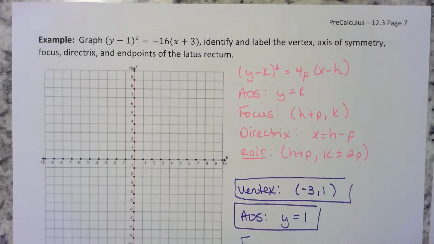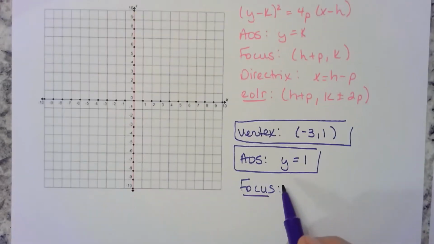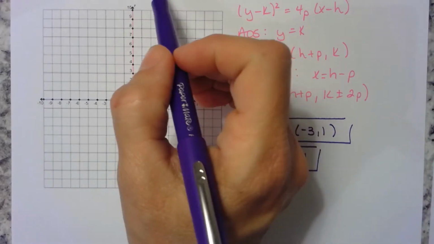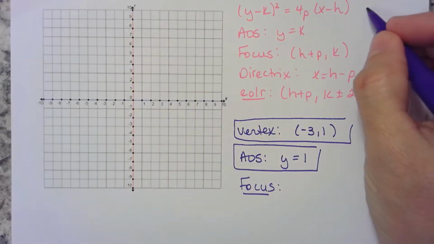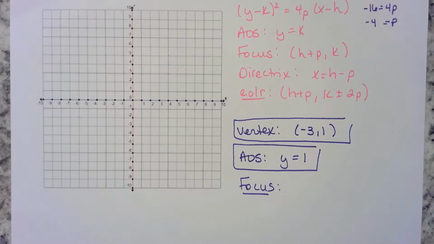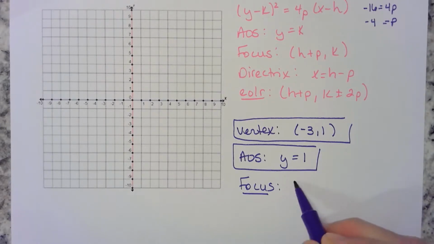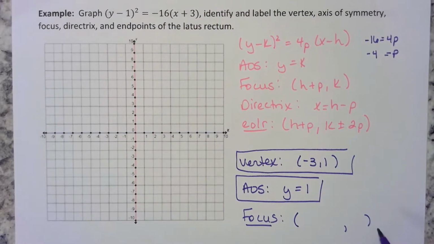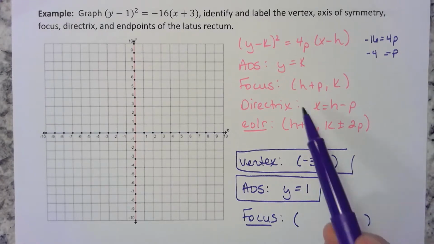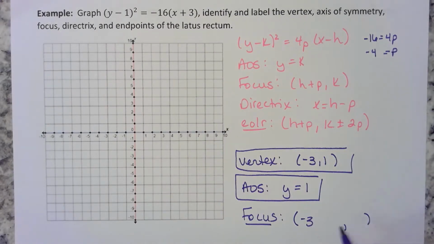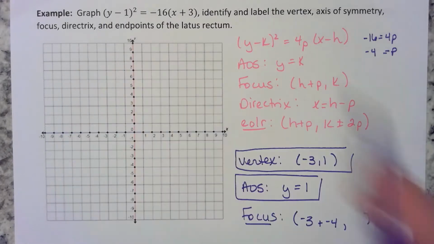The focus is going to be h plus p and k. Well, now what do we know about this? We know that 16 or negative 16 is equal to 4p, which means p must be negative 4, right? Okay, so the focus is going to be h plus p, k. So what does all that tell us? We have h plus p. H is going to be negative 3. P is going to be negative 4. And k is going to be 1. So the focus is going to be negative 7, 1.